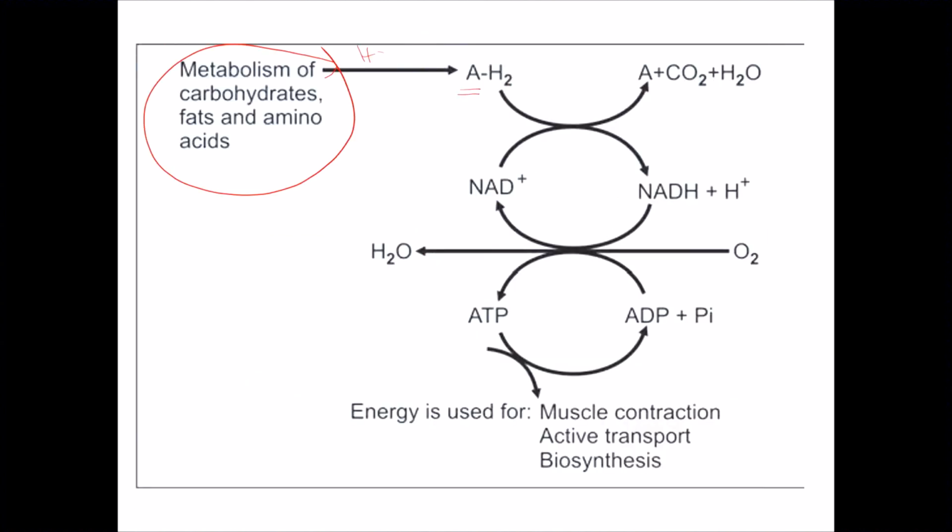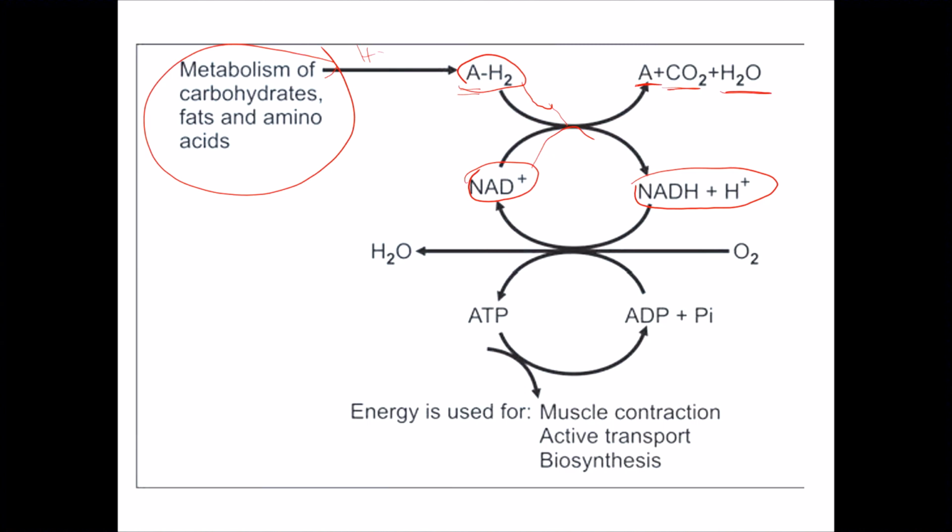What happened here? Metabolism of the carbohydrate, fat and protein. This is a substrate with the hydrogen. The hydrogen will be released. When the hydrogen is released, there is a hydrogen acceptor. This hydrogen will be accepted and then converted into NADH. And this carbohydrate, fat and protein will be converted into oxidized substrate, with the carbon dioxide and the water molecule.